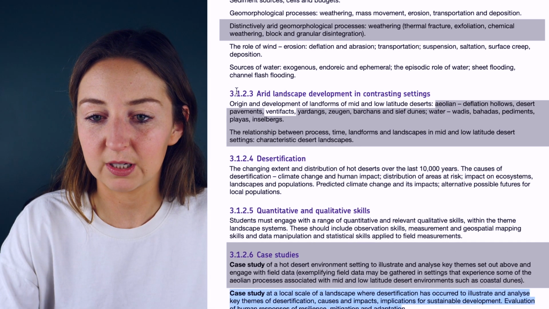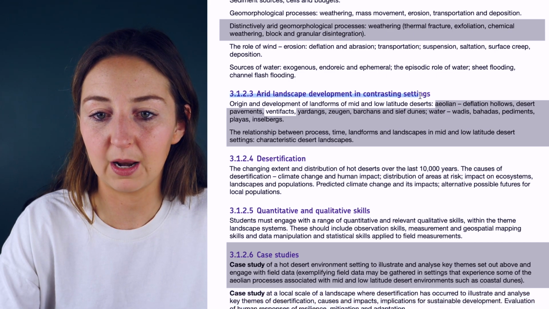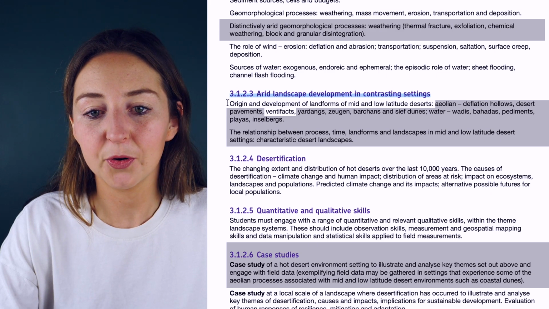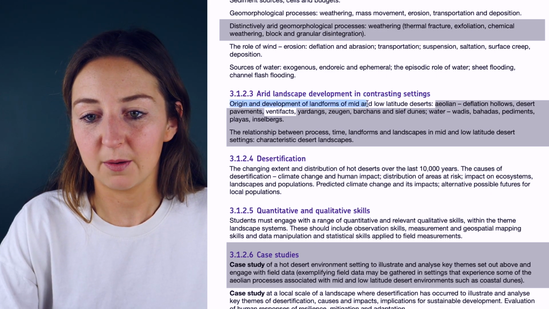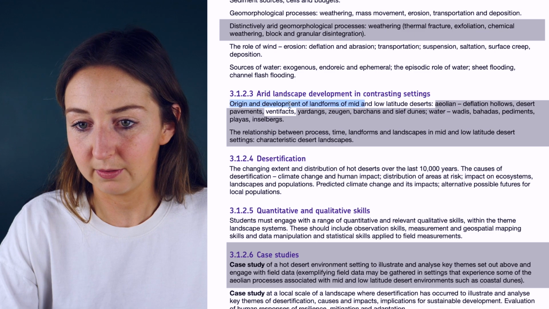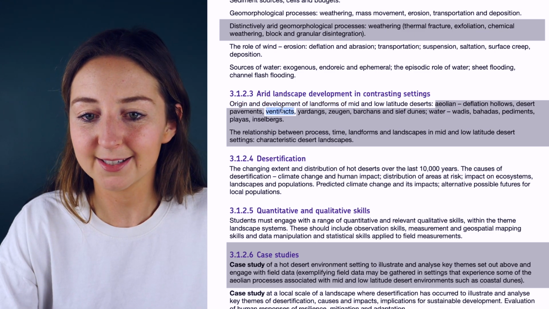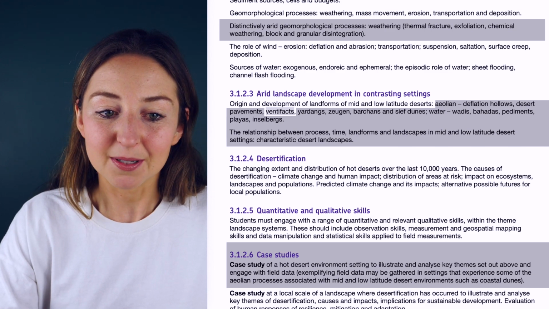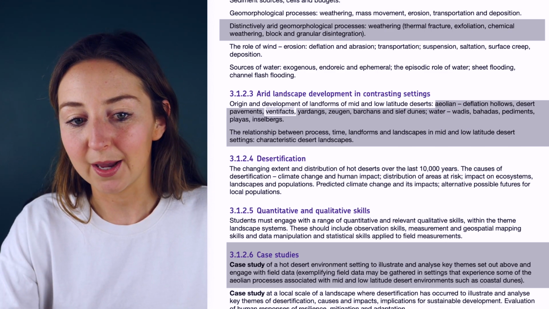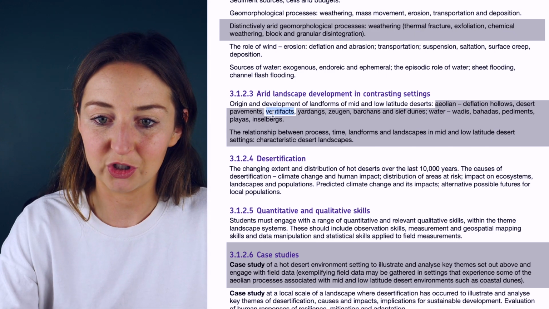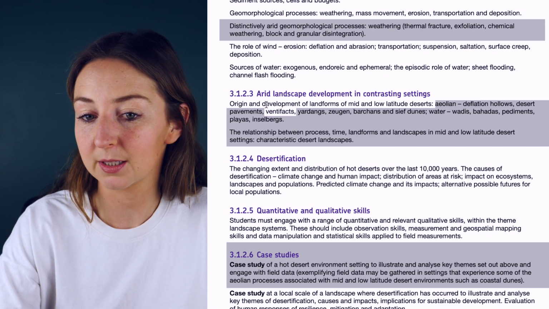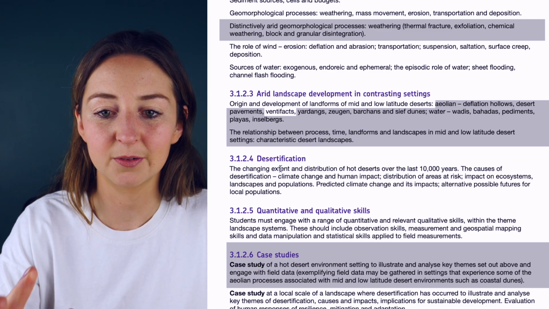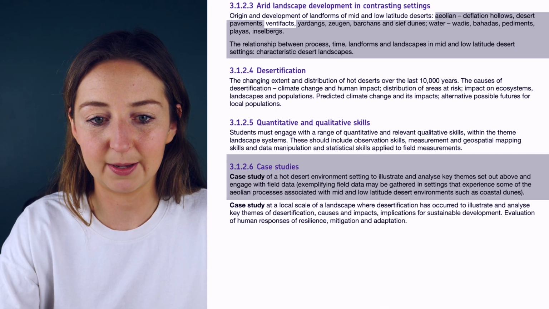However, I do think it's interesting when they take things out. So for example, in arid landscape developments in contrasting settings, they only have origin and development of landforms in mid and low latitude deserts of ventifacts. So that makes me think potentially this could come up in some way, either as a 4 or 6 mark question. So if anything is slightly excluded from the list and one thing is included, use that quite carefully to have a look at.